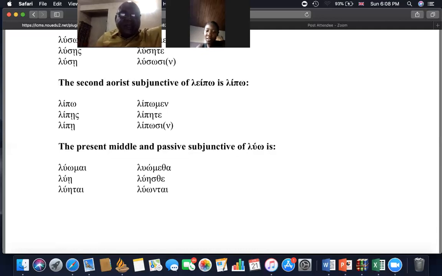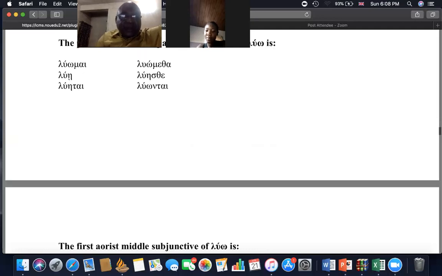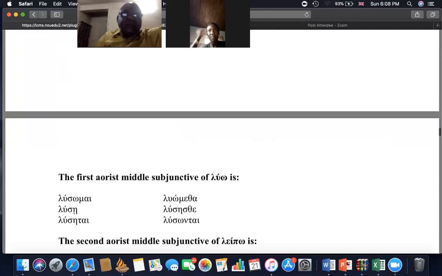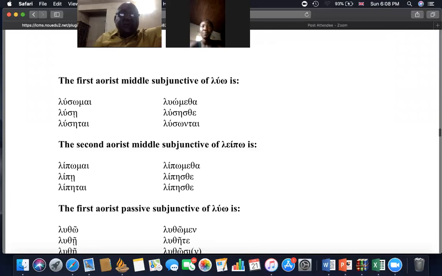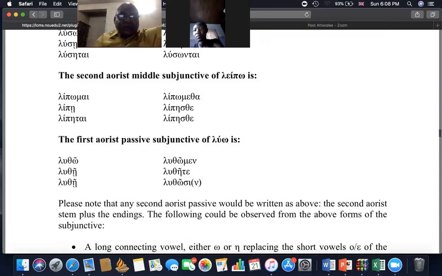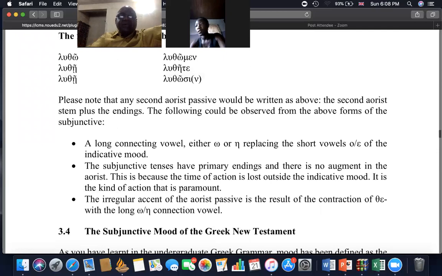So you should be able to recognize their forms. The first aorist middle: lusomai, luse, lusetai, lusometha, lusesthe, lusontai. And we just study all those forms. Now, look at this. Any second aorist passive will be written as above: the second aorist stem plus the endings.